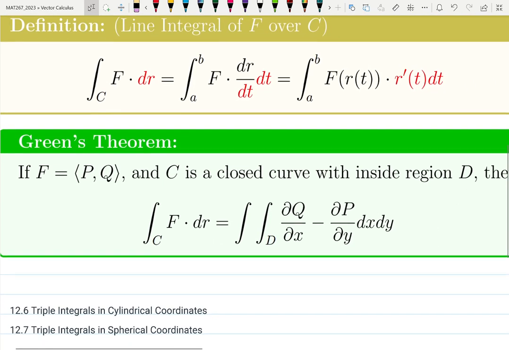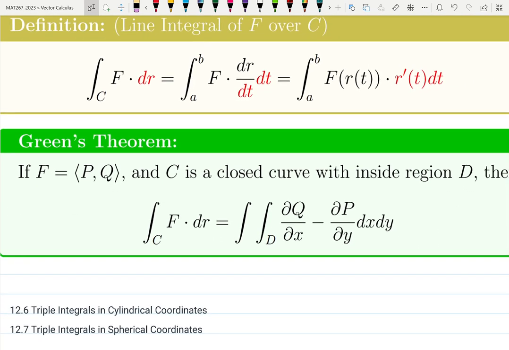Next one, Green's theorem. I realized I should show you some homework problems just to make your life a little bit easier. And then you can prepare for the exam more.